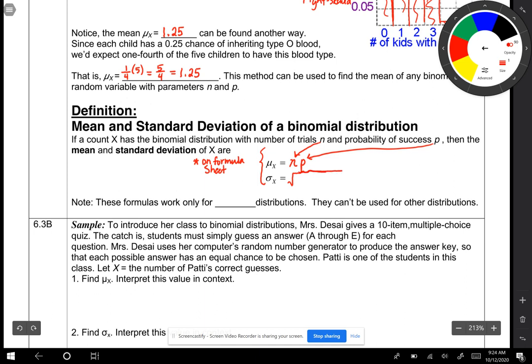For the standard deviation, that particular formula is the square root of the number of trials times the probability of success times the probability of failure. If p is your success, 1 minus p is your failure. These formulas work only for binomial distributions. They can't be used for other distributions.